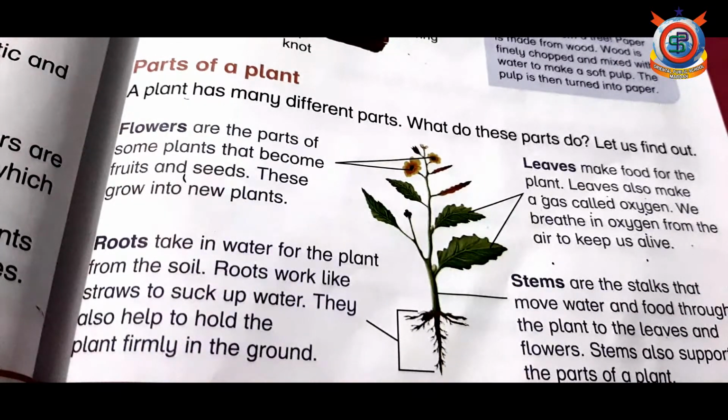And then we read that the stem acts like a bridge. It carries food from the leaves to the flowers and roots, and water from the roots to the leaves and flowers. It also supports the other parts of the plant. And then we read that flowers are different in colors, shapes and sizes. Some flowers are used for decoration, some are used for medicines, and some flowers grow into fruits.